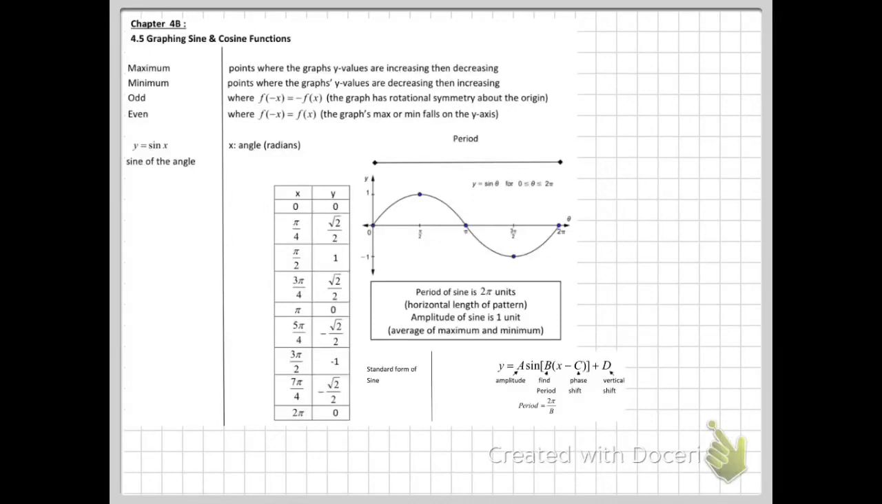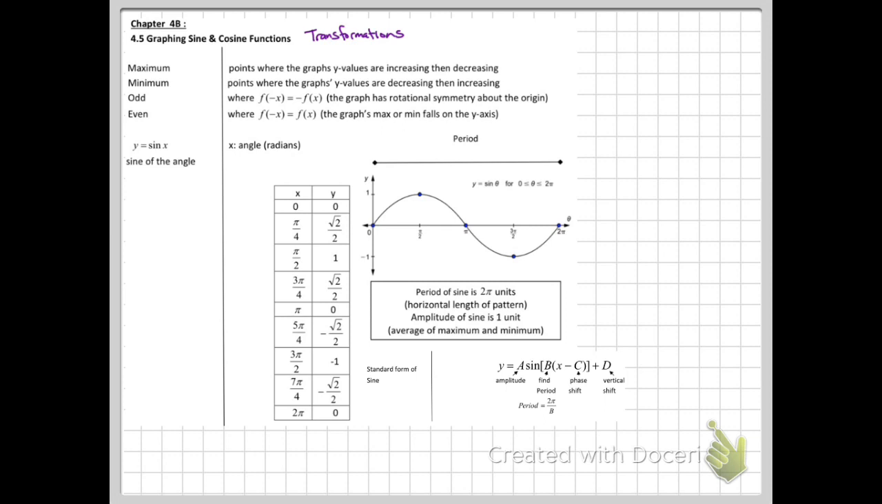Okay, section 4.5 is graphing sine and cosine functions. We are going to use our transformation skills in order to do this. So you can look back at chapter 1. Remember, all that stuff is still posted on Schoology, or it's linked to the agenda if you scroll down, and look back at your transformations essential skill.